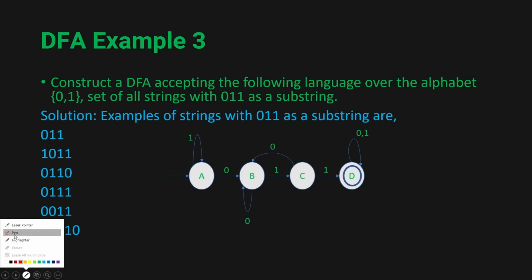So let's start with the first one. Okay, so we have 0, 1, 1. So in state A we get 0, we go to B, then we get 1, we go to C, and then we get 1, we go to D. Is D a final state? Yes. So this string is accepted.